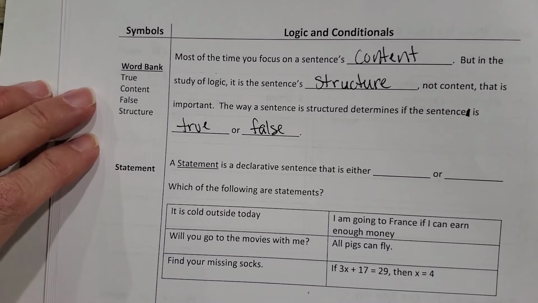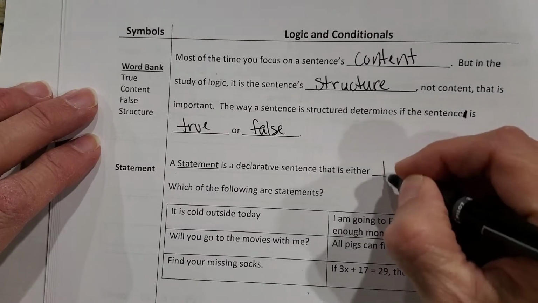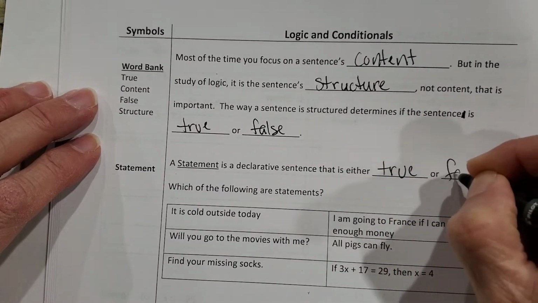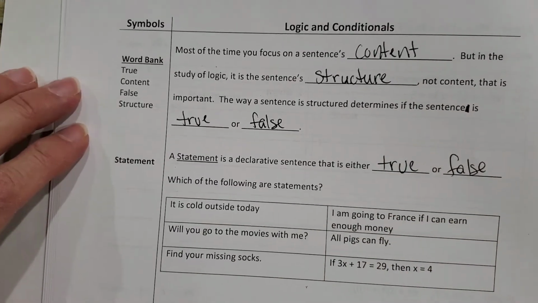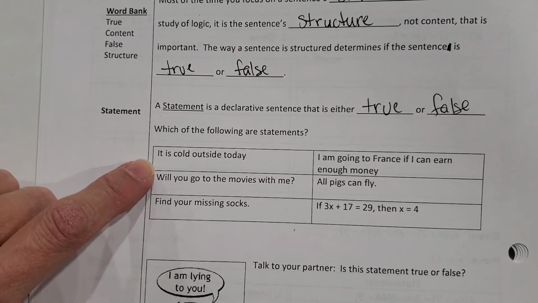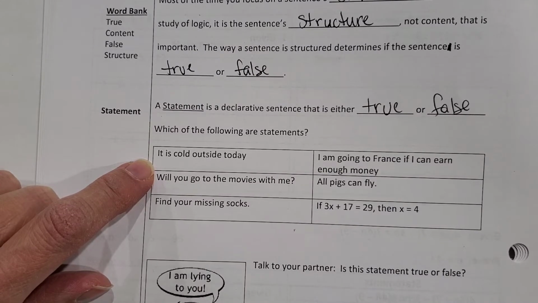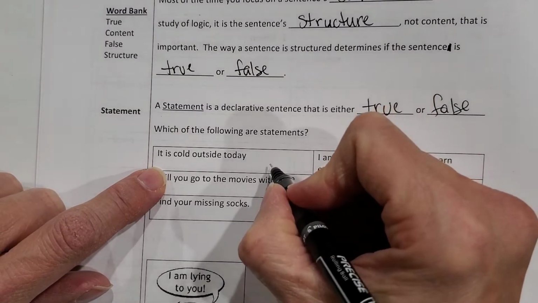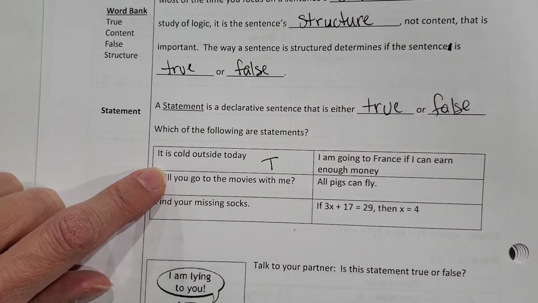So a statement is a declarative sentence, and either the statement is true or false. So write those in. So look at these sentences and decide whether they're statements. If it's a statement, you can say for sure whether it's true or false. It is cold outside today. Could we say that that was true or false? Yeah. If it's 100 degrees, it's definitely false, right? If it's -20, it's definitely cold. So we're going to say, yes, this is a statement because it's true.